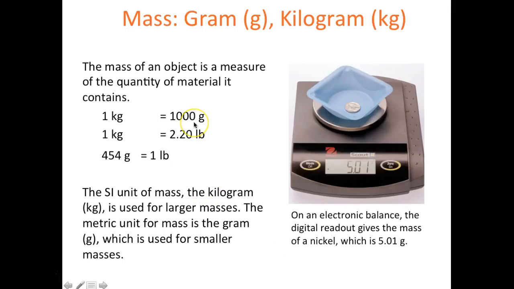So a kilogram is 1,000 grams, and the equivalence between kilogram and pounds is 2.20 pounds to a kilogram, 454 grams to a pound. Okay. We'll come back to these. These are called conversion equalities, and then you'll write them in fractional form to get conversion factors in order to convert one unit to another. But we'll get back to it. We'll discuss that in a little bit. Okay.